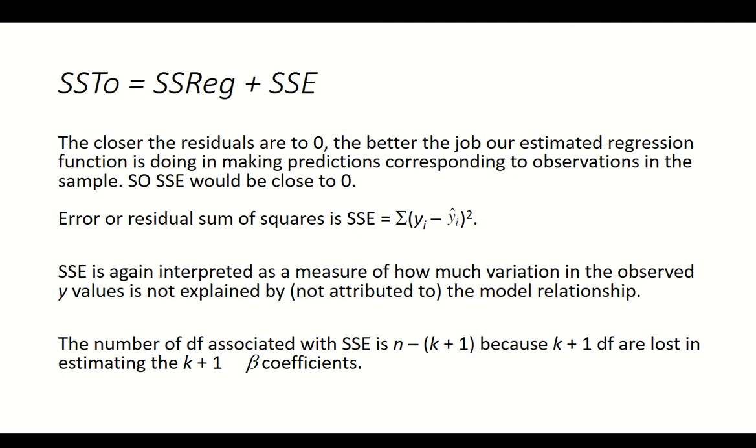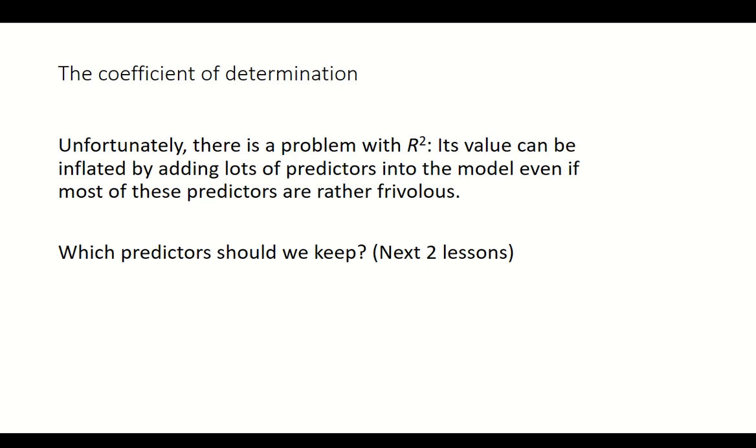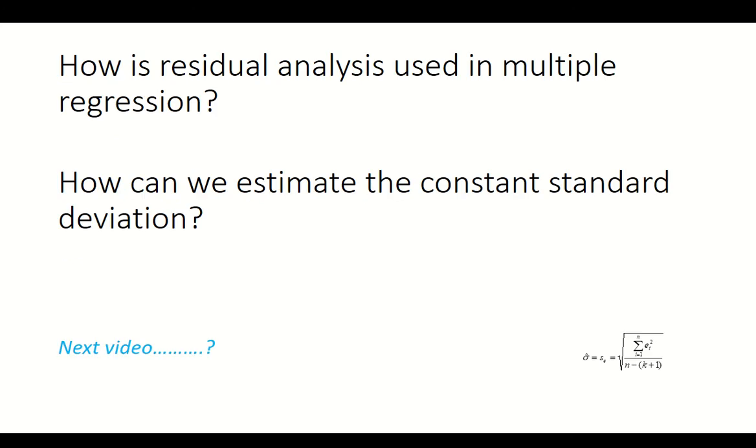Just as a reminder, the error residual sum of squares is SSE. The degrees of freedom is n minus (k plus 1), and we've mentioned some of this before. Now, the question will be, what predictors do we keep? And that will be in the next couple of lessons. In the next video we'll talk about how we use residual analysis and how we can estimate the constant standard deviation.